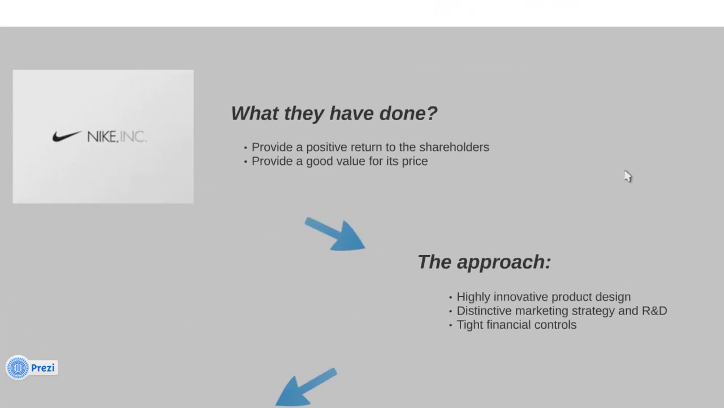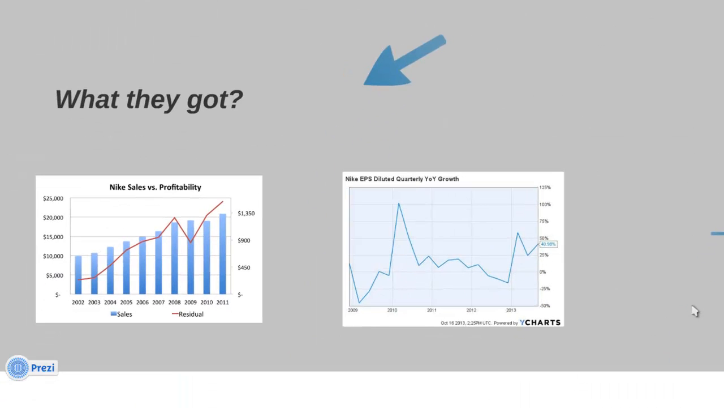Now we'll see the example of a well-known company, Nike. It has played a significant role in providing and creating value for its customers for years. They have provided a positive return to the shareholders and provided a great value for its price. Now the approaches adopted by Nike were highly innovative product design, distinctive marketing strategy, R&D, and tight financial controls. Looking at these two charts, it can be easily concluded that Nike has really benefited its customers by providing maximum returns to the shareholders of the company.